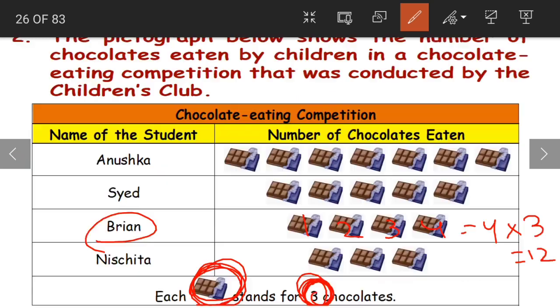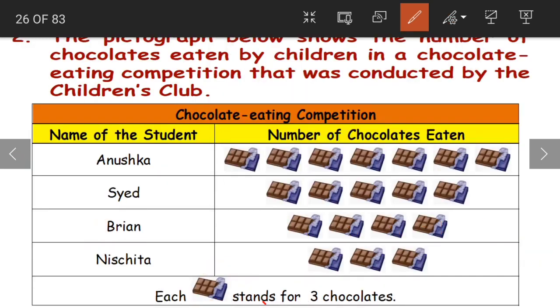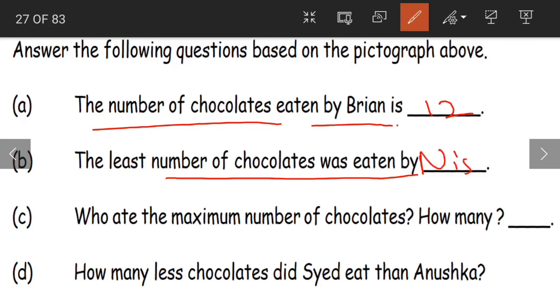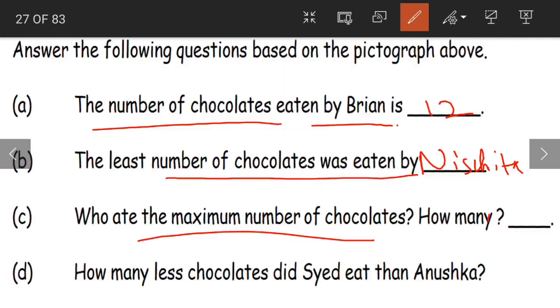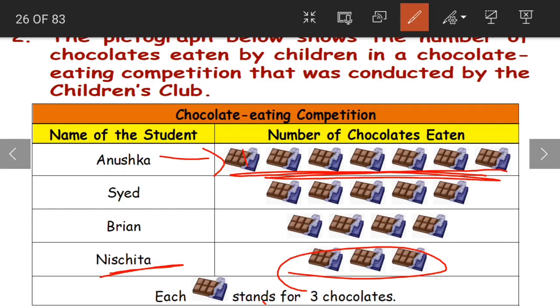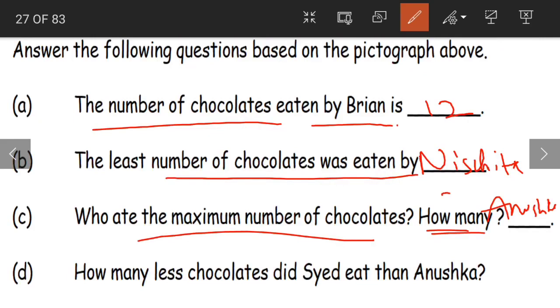Now the least number of chocolates, looking at the pictograph, children, who ate the least? Nishita. So the least number of chocolates is eaten by Nishita. Next, who ate the maximum number of chocolates? This is the highest. So Anushka ate the maximum. How many did Anushka eat? 1, 2, 3, 4, 5, 6, 7. As 1 represents 3, we multiply 7 by 3. 7 3s are 21. So Anushka ate 21 chocolates.